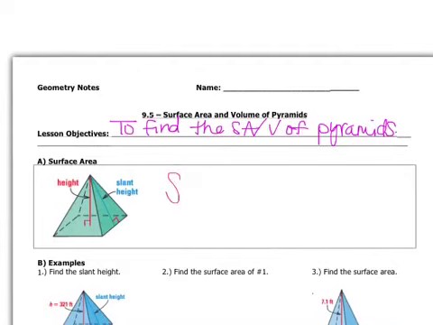Like we saw, the surface area formula for a pyramid will be the area of your base, which for us will be a square, plus 1/2 times the perimeter of your base times the slant height.